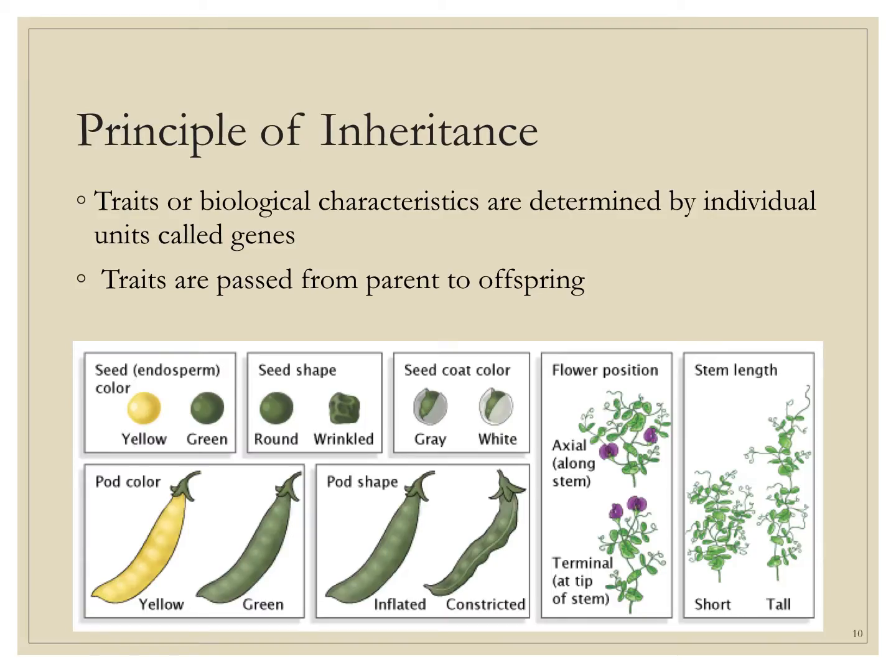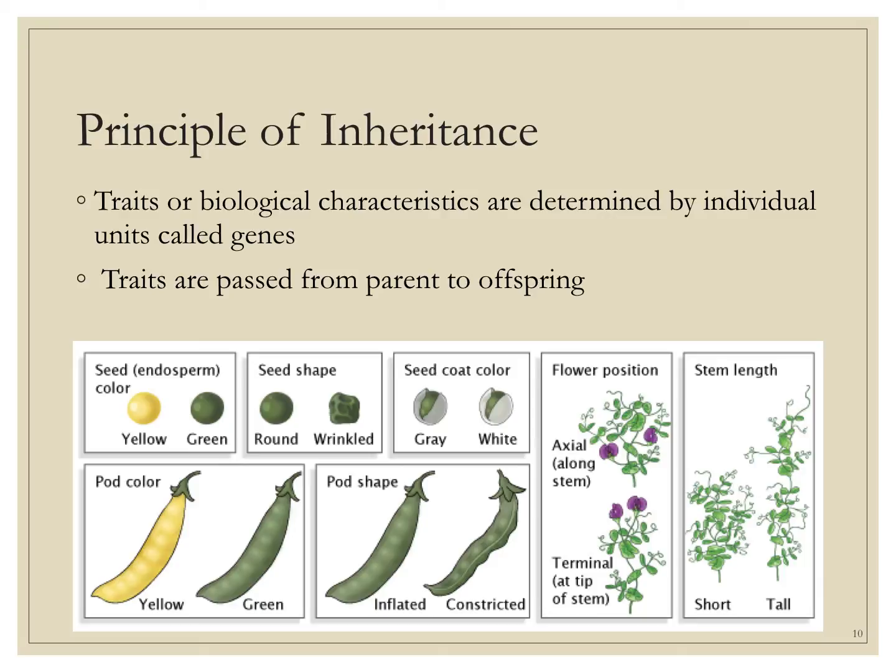The principle of inheritance states that traits or biological characteristics are determined by individual units called genes. The traits are passed from parent to offspring. Remember when we talked about proteins in the last unit, we said that proteins are controlled by genes, and genes are sections of the DNA that code for specific proteins. So the coding on your DNA codes for proteins, which is expressed in the traits.